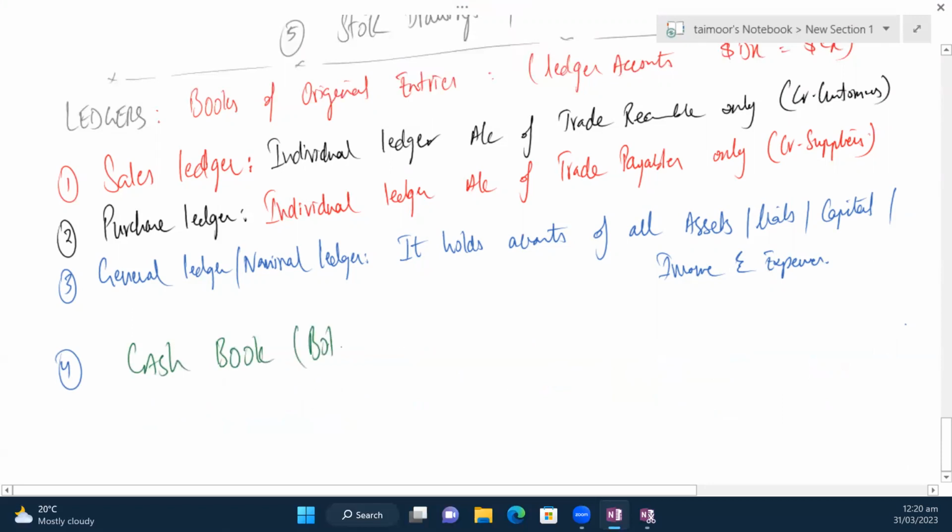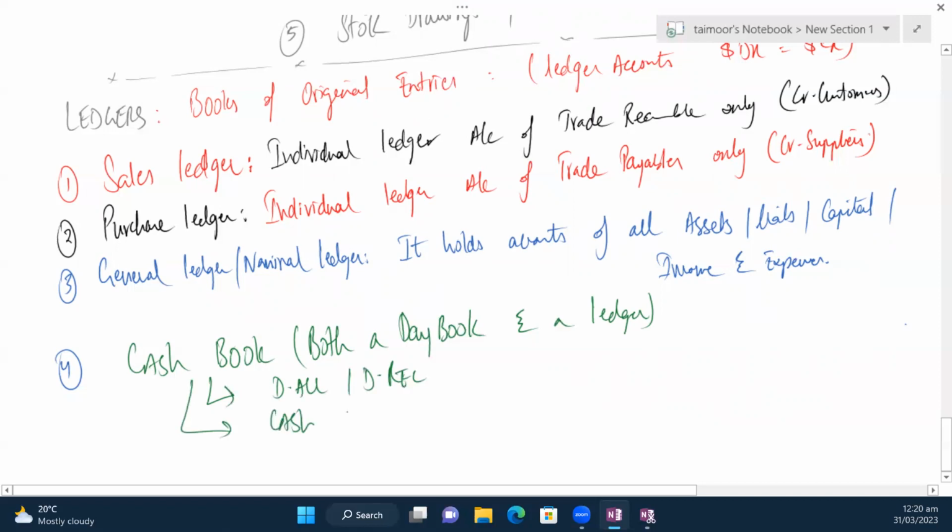as both a day book and a ledger. That means which transactions will be in the cash book? Discount allowed, discount received, cash and bank. All right. So these are the ledgers.